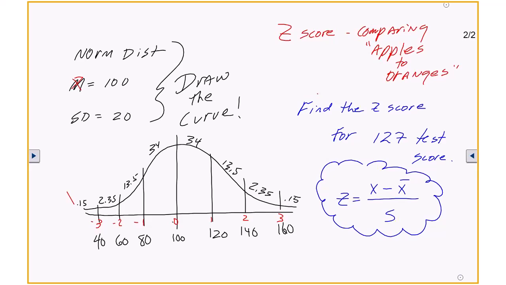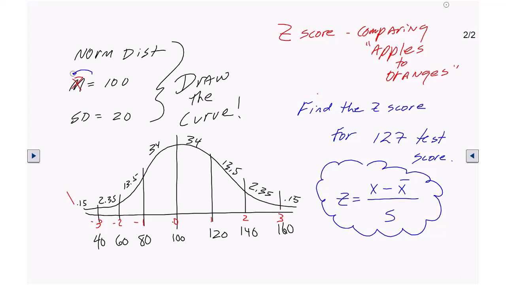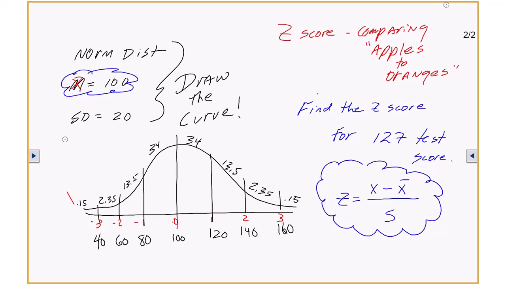So I want you to plug and chug. Now, everybody in here should be saying to themselves, well, he gave us X bar, right? He gave us X bar, and he gave us S. So what's the only other number on this board that I can use? 127. So where do you think 127 goes? In the X.